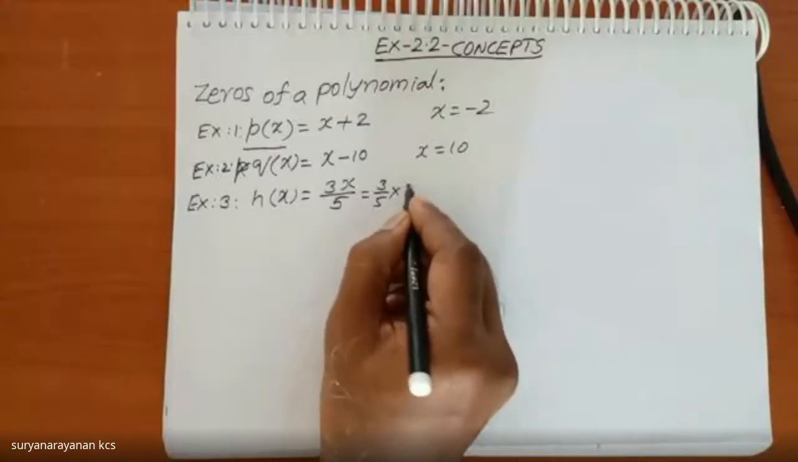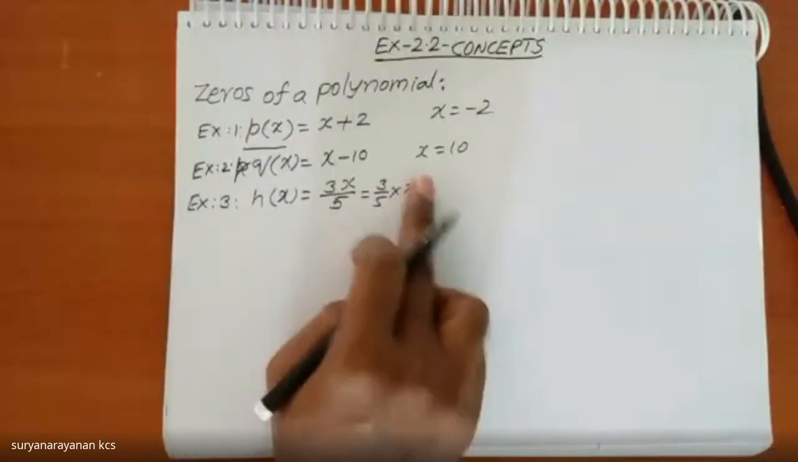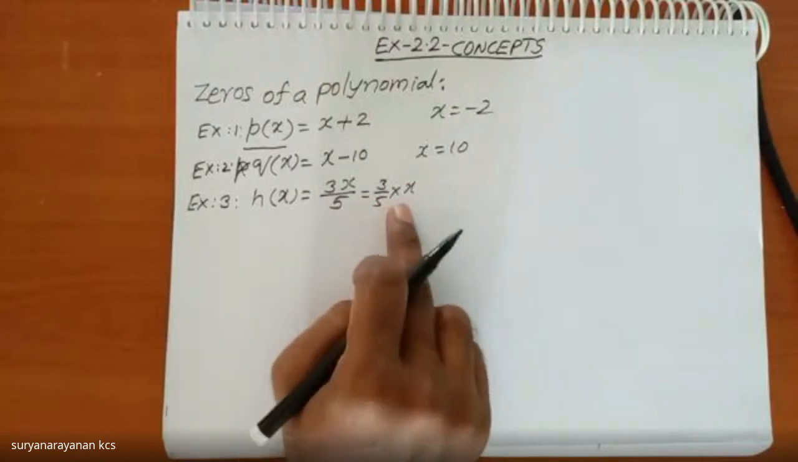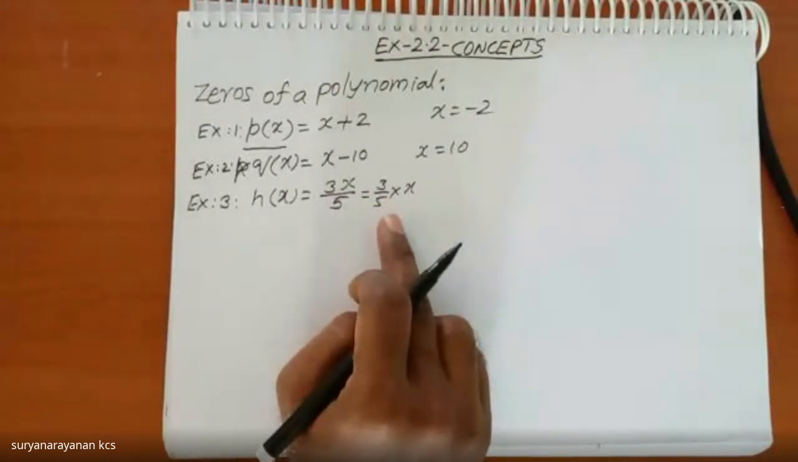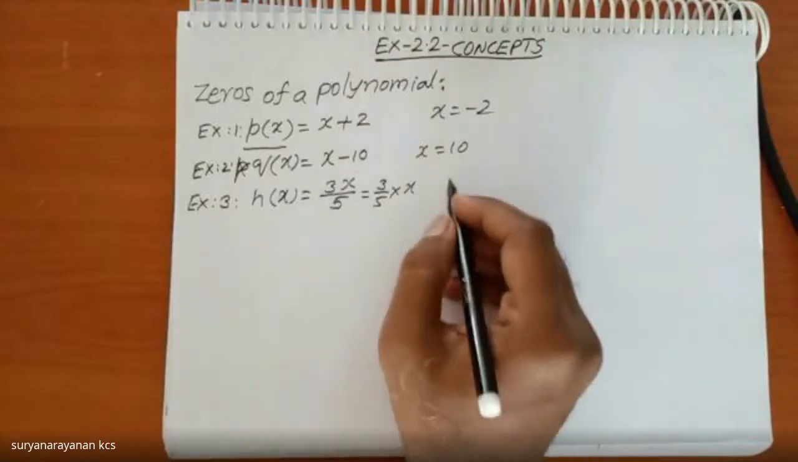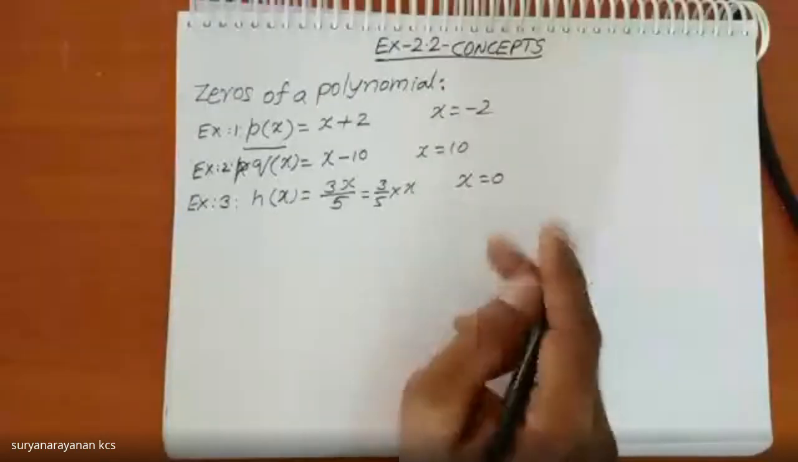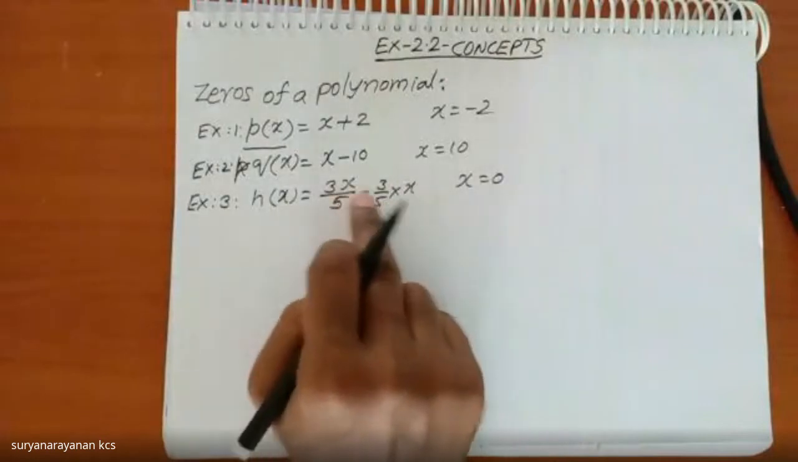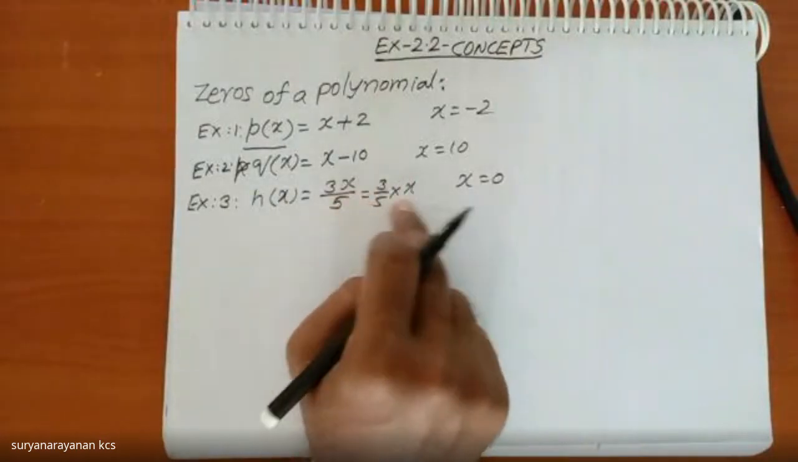3x by 5 can be written as 3 by 5 into x. Then how do you get 0 here? What should be the value of x here to get 0? 0. Yes, very good. The x value should be 0. If the x value is 0, then the value of this polynomial is 0.